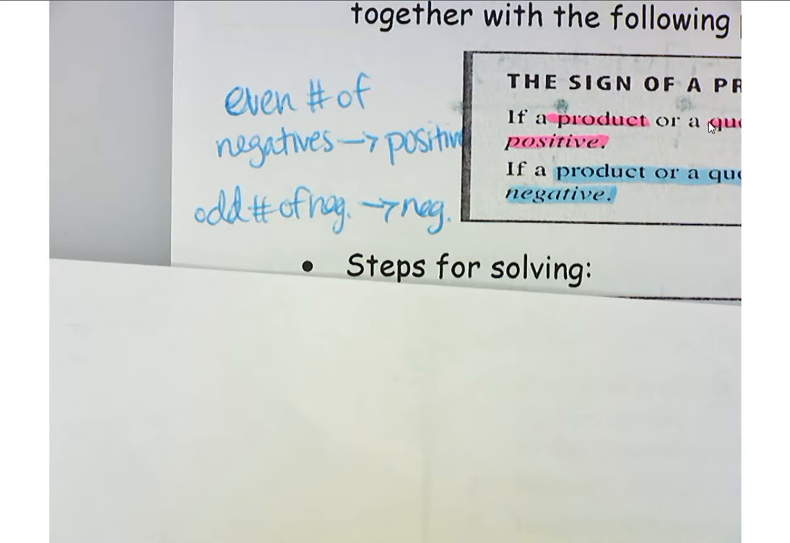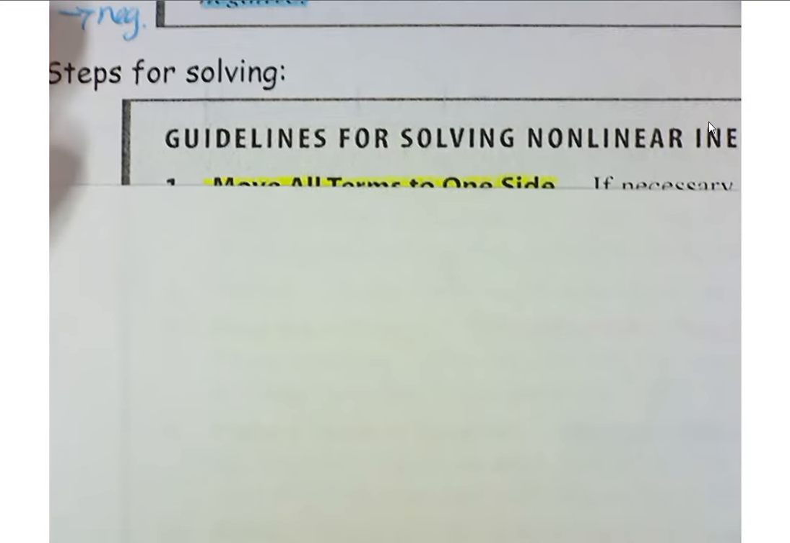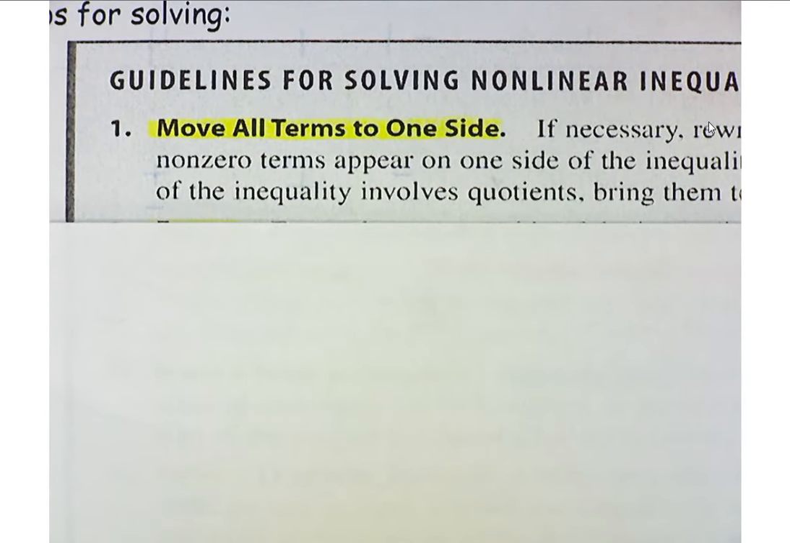All right, then you guys talked about your steps for solving, and this is for solving nonlinear inequalities. So it said the first thing we're going to do is move all terms to one side. We'll try one more time for the people in the back. We're going to move all terms to one side. What are we going to do first? Move all terms to one side. The right side is going to be 0, and then everything else will be moved over.